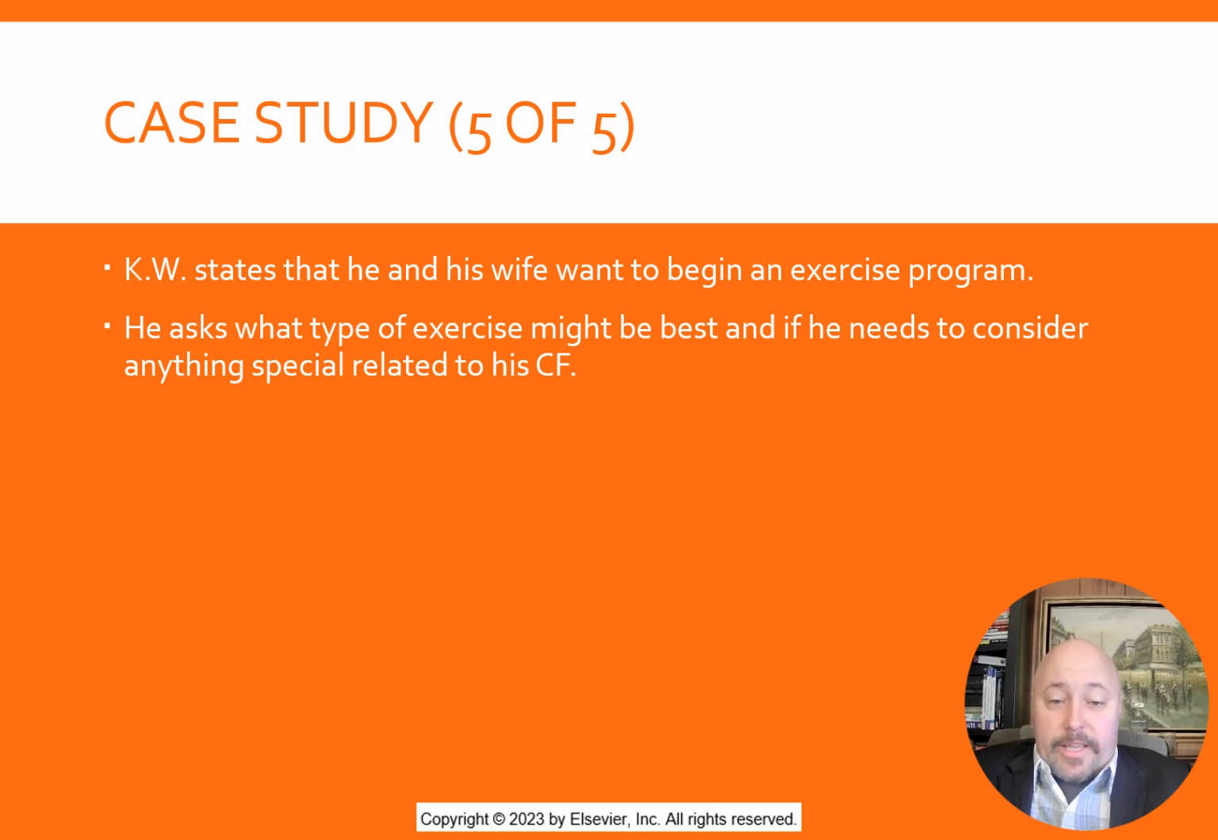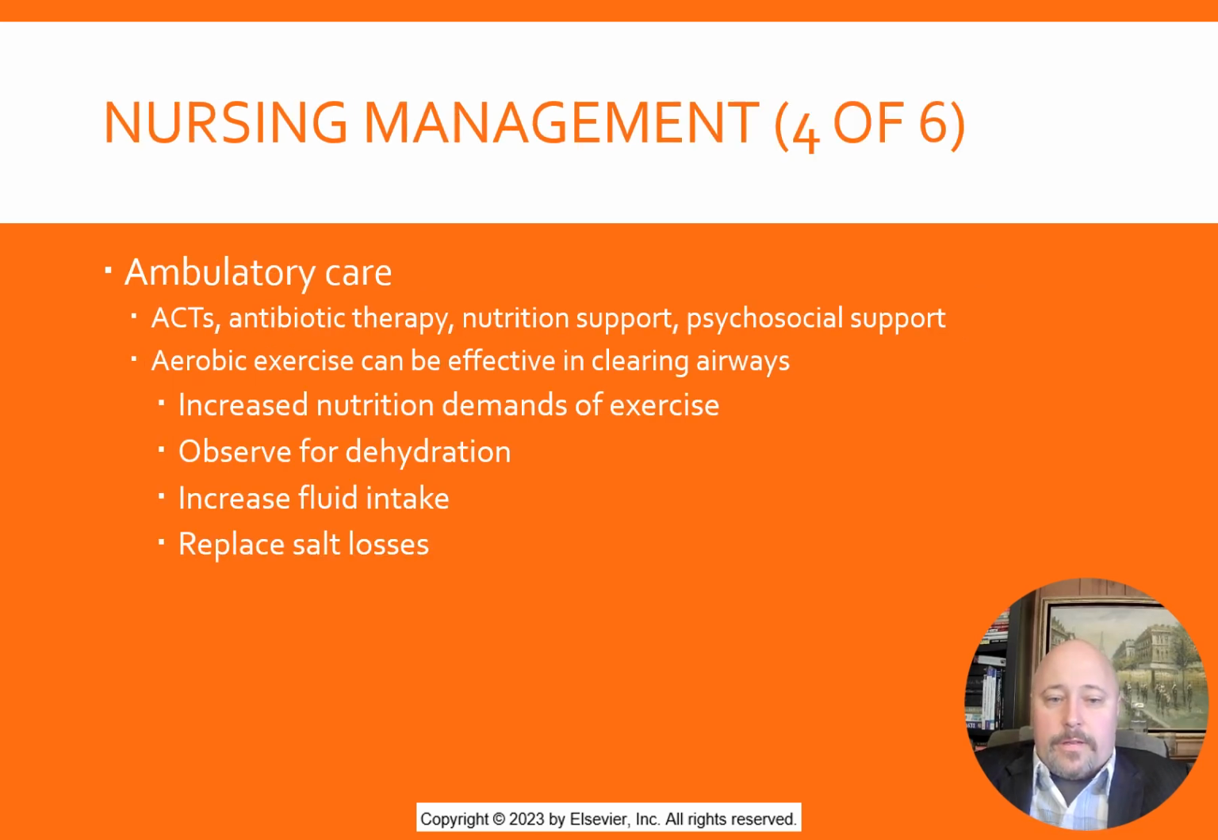KW states that he and his wife want to begin an exercise program. He asks what type of exercise might be best and if he needs to consider anything special related to his cystic fibrosis. For our ambulatory care, aerobic exercises can be effective in helping to clear the airway. Also, again, with that increased nutrition, observe for dehydration, maintain high fluid intake, and replace the lost salt.